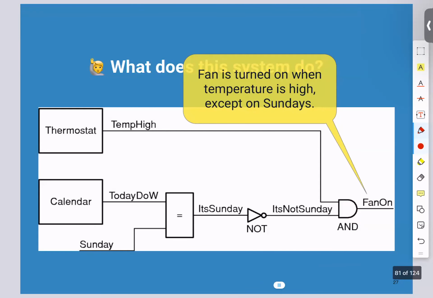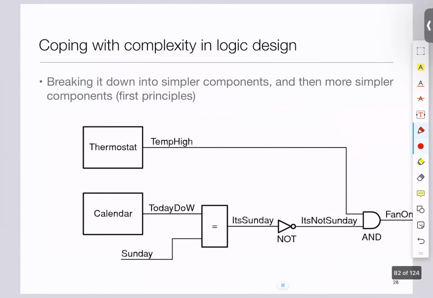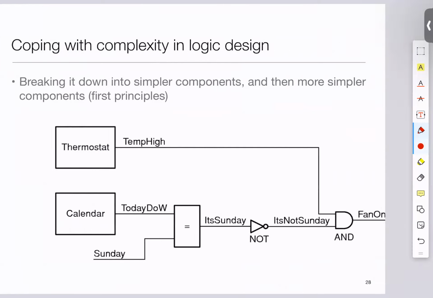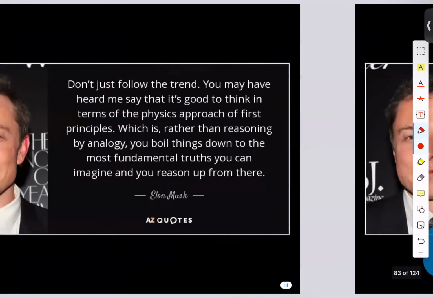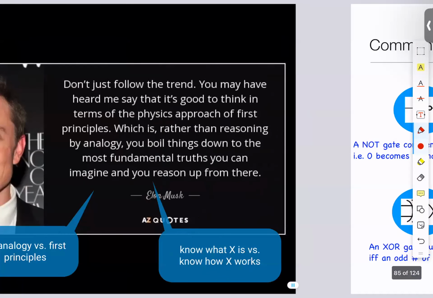And so the fan is turned on when temperature is high, except on Sundays. Okay, so that's kind of the logic formalism about it. Obviously this is a super simple design. In general, we deal with much more complicated systems, so the one thing that we do is we always try to break it down into simpler steps, like with this thing.